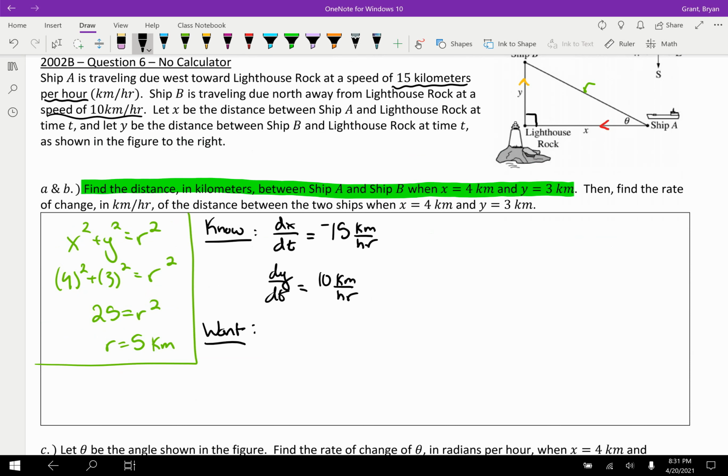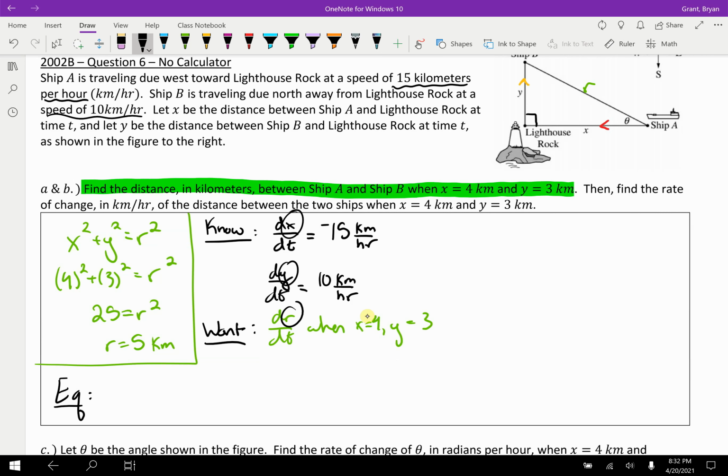I called the distance between the 2 ships r, so we want dr dt when x equals 4, y equals 3. And I always put these with the want because we need to know that those aren't constants. Depending on where the ships are, those x and y values are going to change, which means when we get to this next step, when I get to my equation, I do not want to use these in my equation. I want an equation that has x, y, and r. I'm not going to replace the equation's x and y values with those over there.